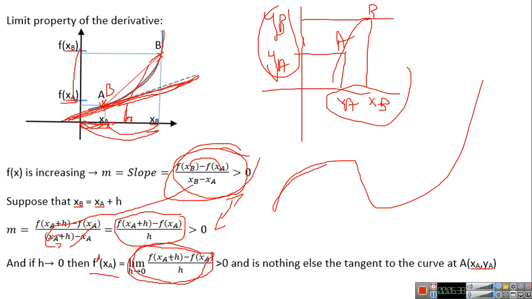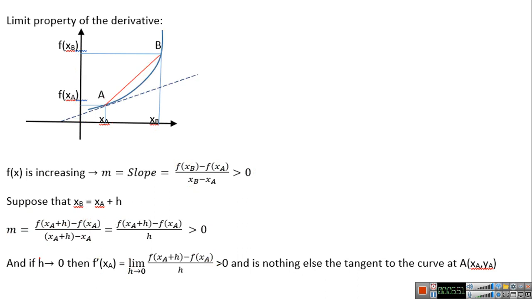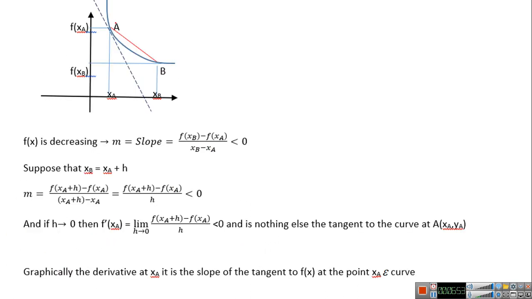So if this ratio, the limit as h tends to 0 of f of xa plus h minus f of xa over h, is positive, it means that the function is increasing and the derivative is positive. Let us take an example where a function is decreasing. Here you have point A and point B. If the function is decreasing, xb minus xa is positive, but f of xb minus f of xa is negative. So in this case, the slope is negative.